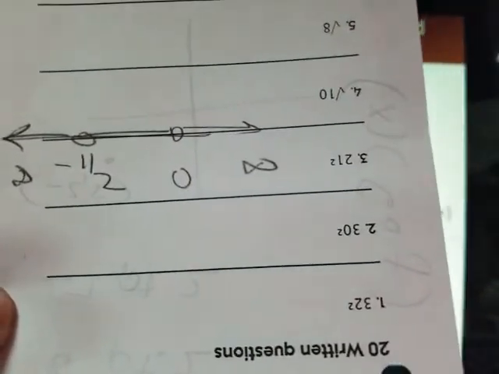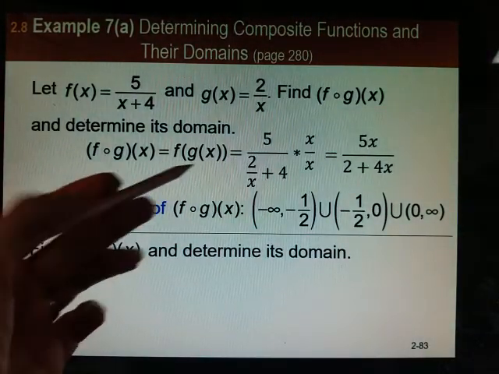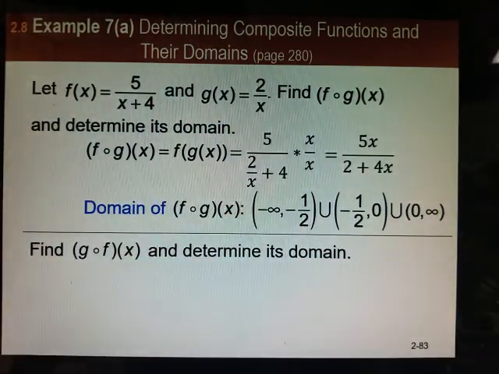Okay, this is a little different than the true-false test, so don't be thinking these alternate this time. We're already just telling you x cannot be 0, can't divide by 0. Here, x cannot be negative 1/2 for the same reason.